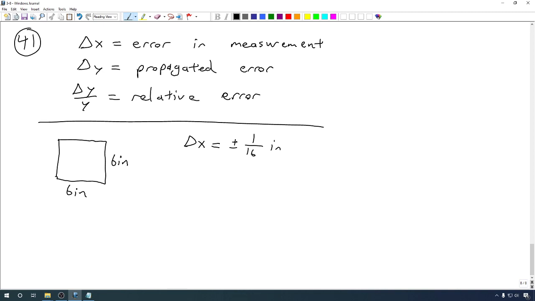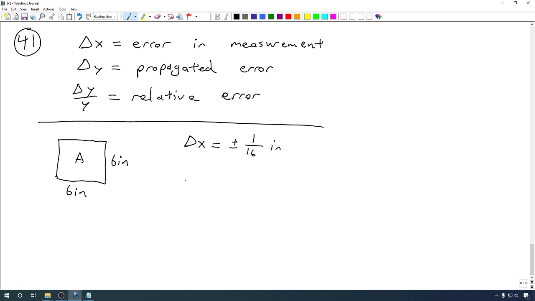We want to estimate the propagated error. So if we calculate the area of this based off of our measurements, we get one particular value. But if we had an error in the actual length of the sides, it could throw off the area of this square. And we want to know how far off could that error be? How close to the true area of this square are we?